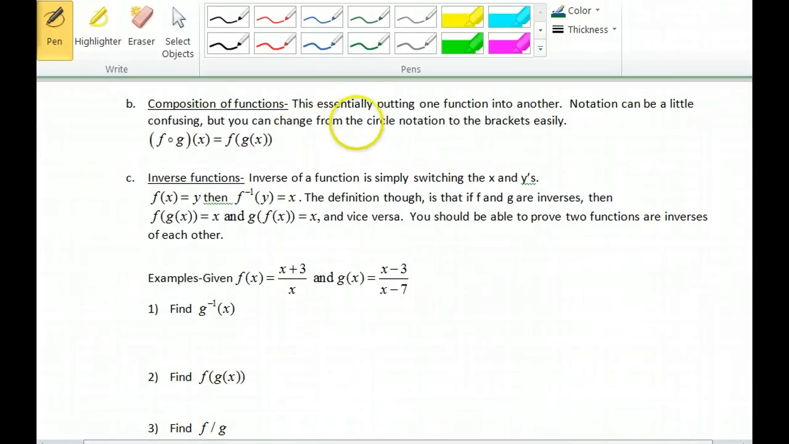Compositions of functions, putting one function into another. And remember that if we have this circle notation, I always like to think of this as a left bracket. And then you can go ahead and cover it up. And that's what you end up with. Circle, left bracket. So the g function goes into the f function. Inverse functions just means that you switch the x and y's. Okay? Also, the composition of inverse functions yields x, no matter which way you compose them. You should be able to prove these. Go back and look at some of your notes for that information. I'm not going to prove them here.